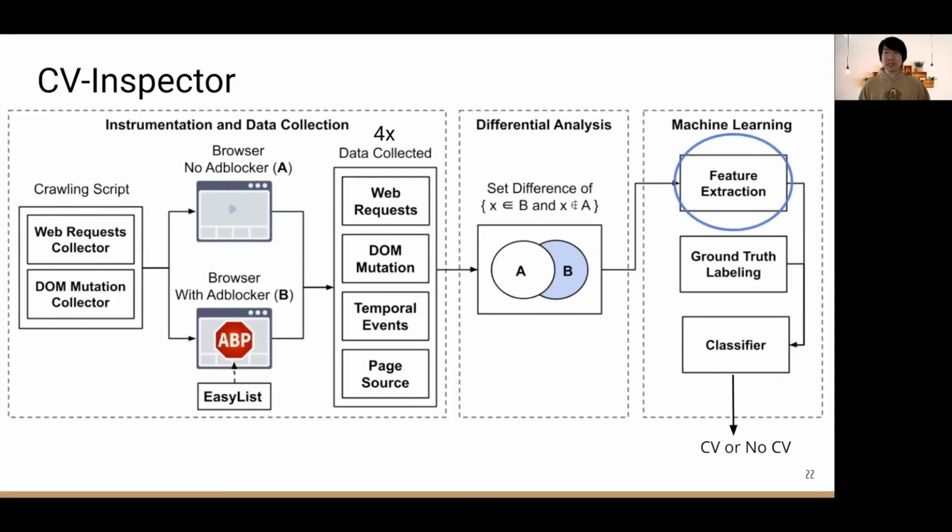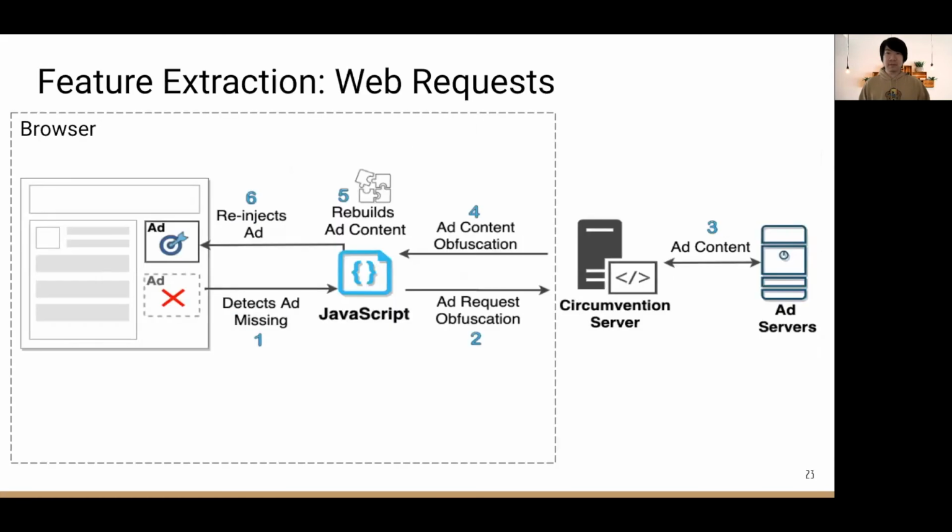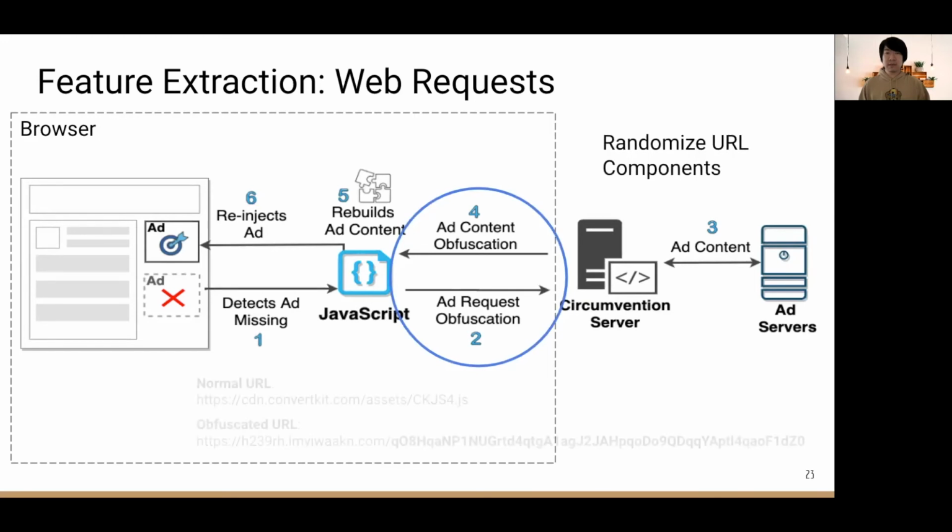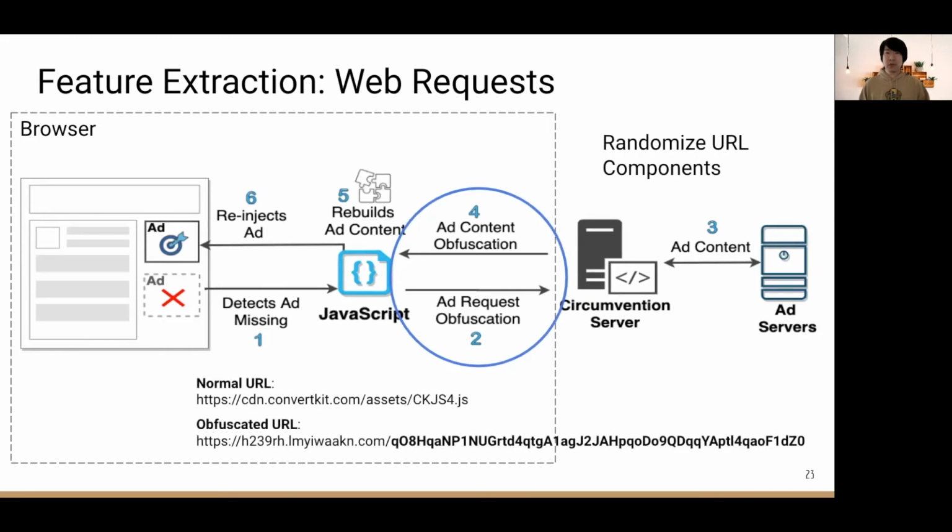For feature extraction, we rely on what we learned about obfuscation-based circumvention. We will summarize a few top features. Now recall, a technique is to randomize URL components. Here, when we compare examples of a normal URL with an obfuscated URL, we can clearly see that the path is highly randomized. To capture this, we calculate the entropy of strings for the path. And this turns out to be a top feature.